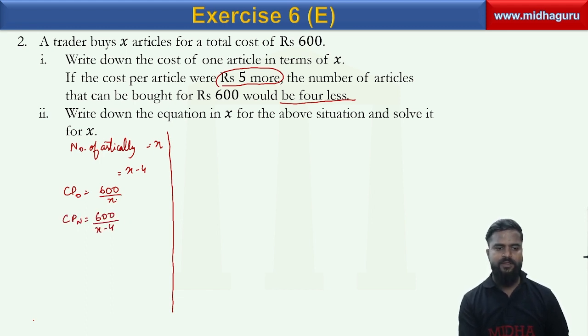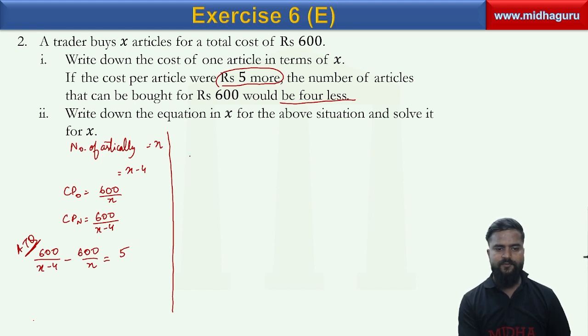is 600 by X minus 4. Now since X minus 4 is less than X, which means this fraction, since X minus 4 is the denominator, it's going to be greater than 600 by X. So 600 by x minus 4 minus 600 by x. This is the new CP, this is the old CP, and according to the question the difference is 5 rupees. So this is the equation in terms of x that we need to solve to find x.